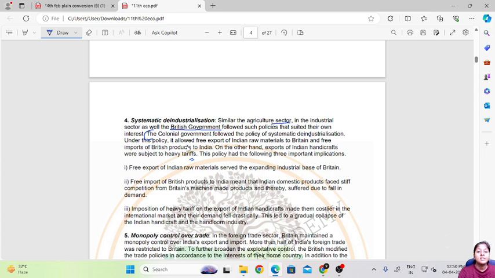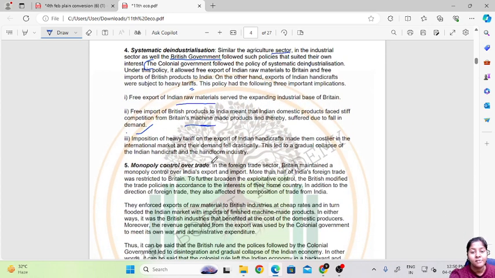The first is free export of Indian raw material served the expanding industrial base of Britain. Then free import of British products to India meant that Indian domestic products faced competition from British machine-made products and thereby suffered due to a fall in demand. So these were having a negative impact on Indian products. Then imposition of heavy tariffs on the export of Indian handicraft made them costlier in the international market and the demand fell drastically. So this led to a gradual collapse of the Indian handicraft and handloom industry.